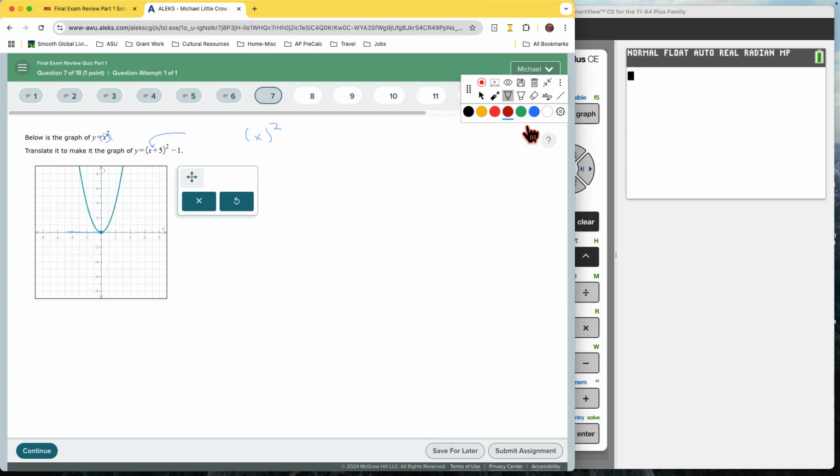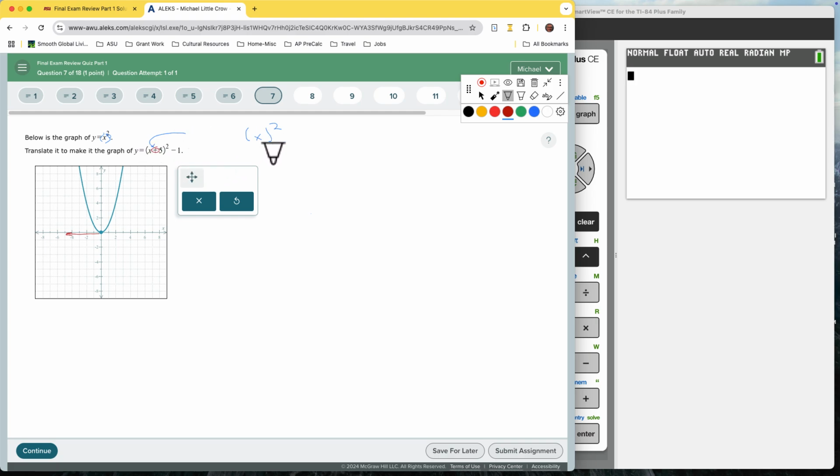I should do red. Red will be better. We want to move this over 5 in the negative direction because we're doing the opposite. Inside, it's going to affect the x, and it will always be the opposite.